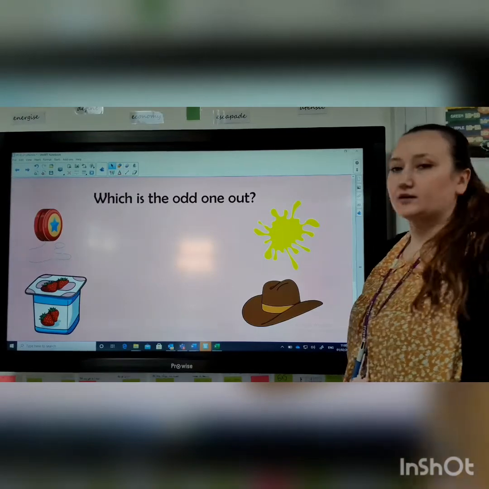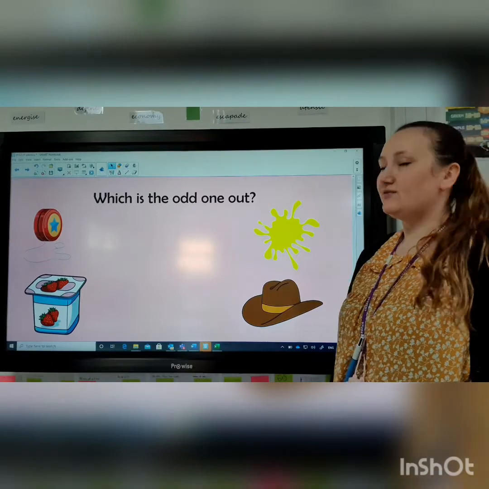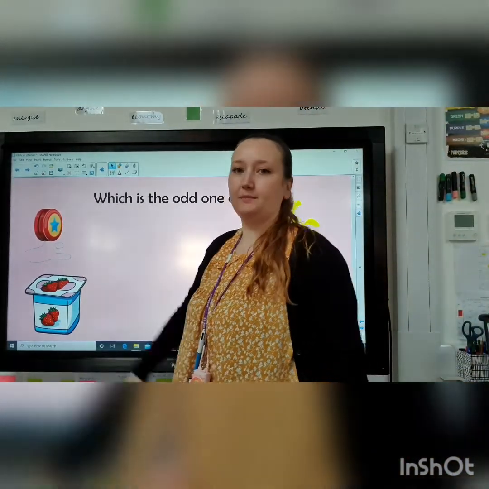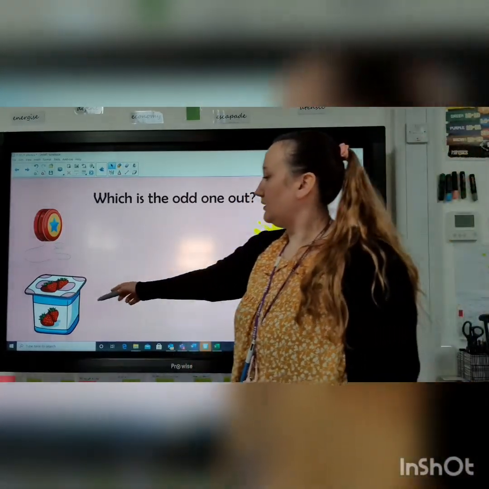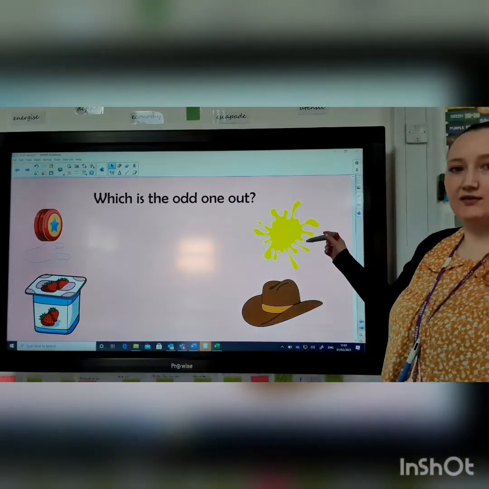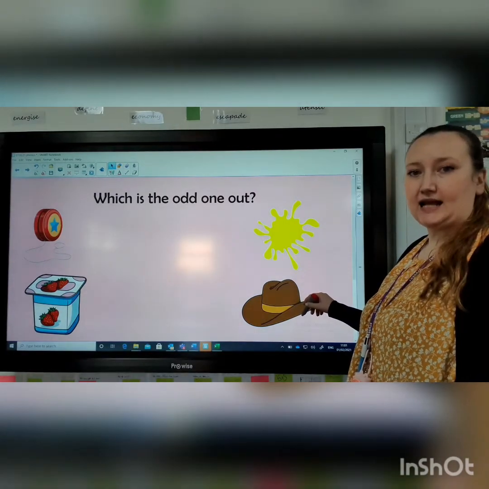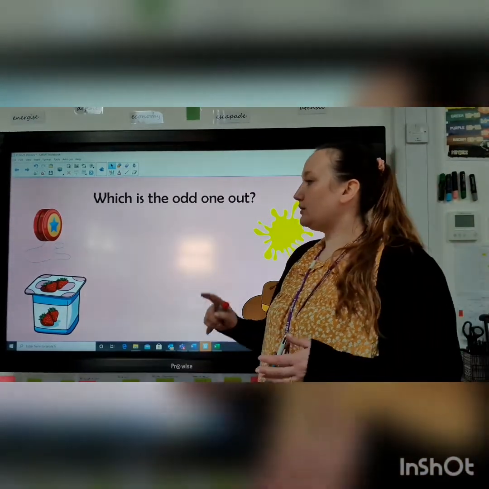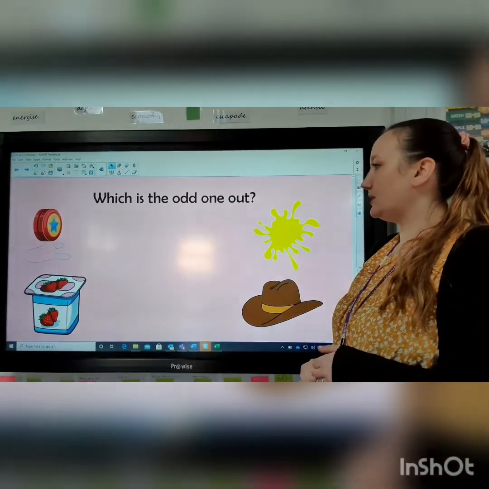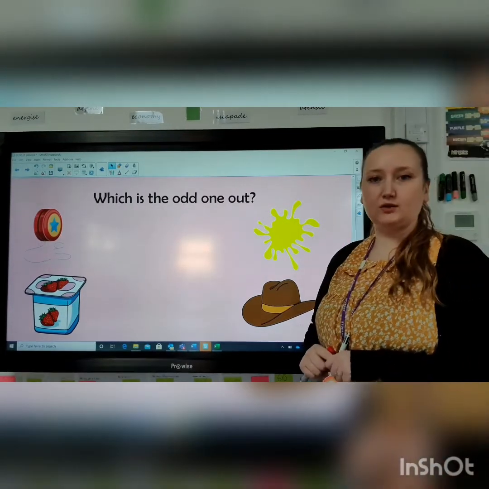So, we're going to play a game of Odd One Out. We used to do this all the time in our phonics lessons, so I thought we would give it a go again. So, I want you to tell me what we have here. We have a yo-yo, and what's this? A yogurt. And what colour do we have here? Yellow. And this is a hat. Okay, so we've got yo-yo, yogurt, yellow and hat. I would like you to tell me which one of these is the odd one out. Which one starts with a different phoneme, okay? So 1, 2, 3, you tell me.